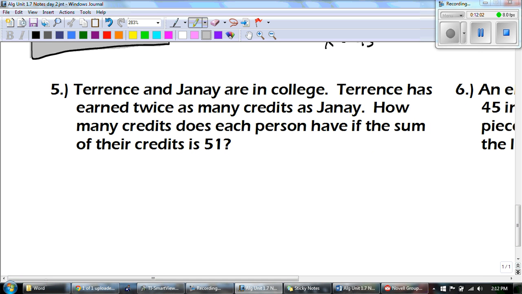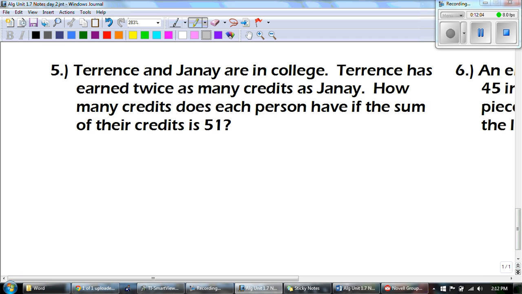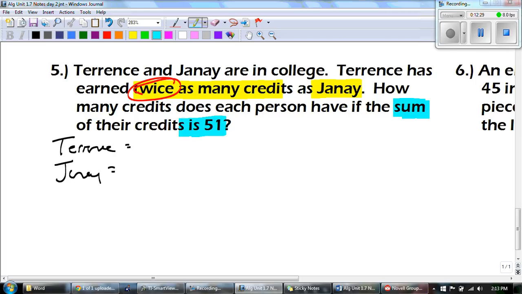All right. Terrence and Janae are in college. Terrence has earned twice as many credits as Janae. Twice as many. How many credits does each person have if the sum of their credits is 51?